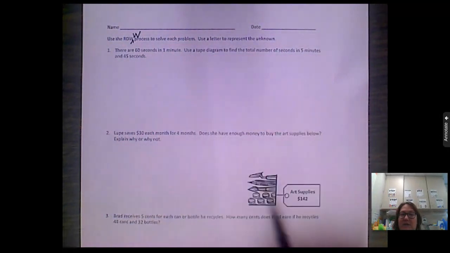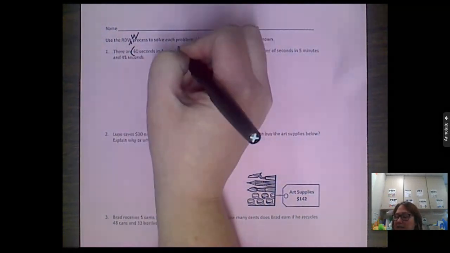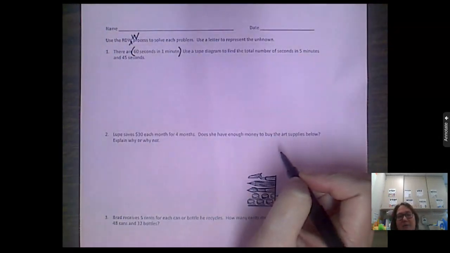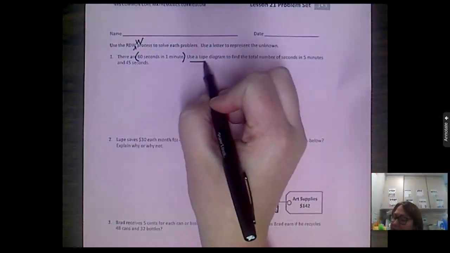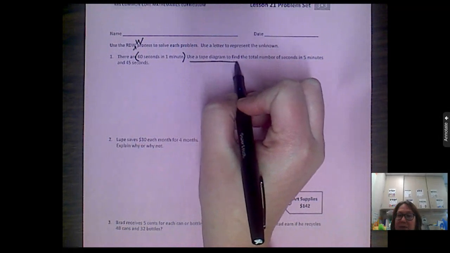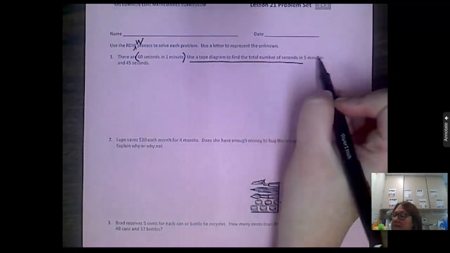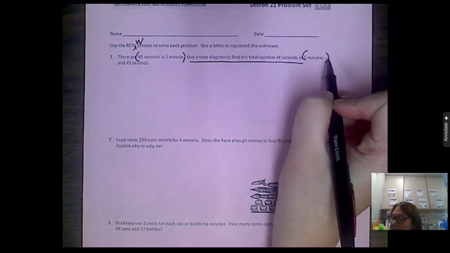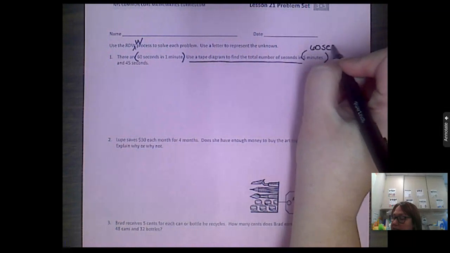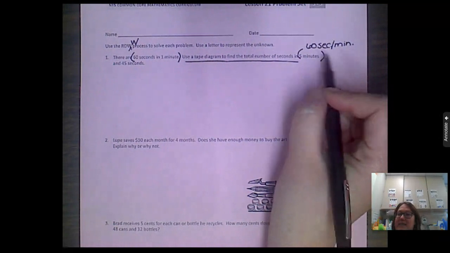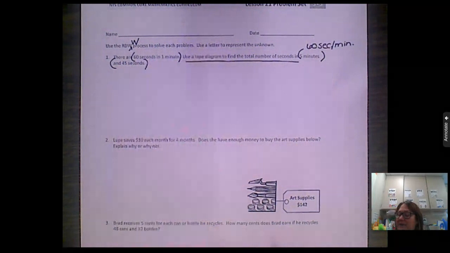All right, so let's take a look here. So 60 seconds in a minute. Did you know that? We talked about that when we did our time unit too, so that should be a review for us. We want to use a tape diagram, so they're telling us the model that we're going to use to find the total number of seconds in 5 minutes, which we know that there's 60 seconds in a minute, so I'm going to put that right up here. So 60 seconds. I'm going to do /minute to represent there's 60 seconds in a minute, and we're talking about 5 minutes, but then we have and 45 seconds.